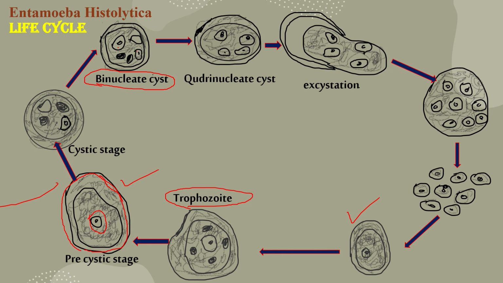Then again a second mitosis takes place, and these two nuclei again divide, forming four nuclei, and that stage is called the quadranuclear cyst, or also called the tetranuclear cyst. So the binuclear cyst is converted into the tetranuclear or quadranuclear cyst. This tetranuclear cyst constitutes the transmission or infective stage. This quadranuclear or tetranuclear cyst is the infective stage.